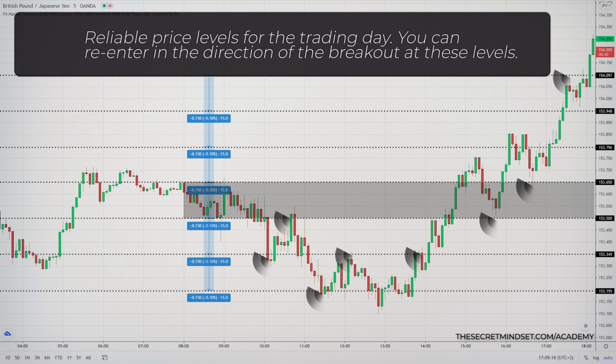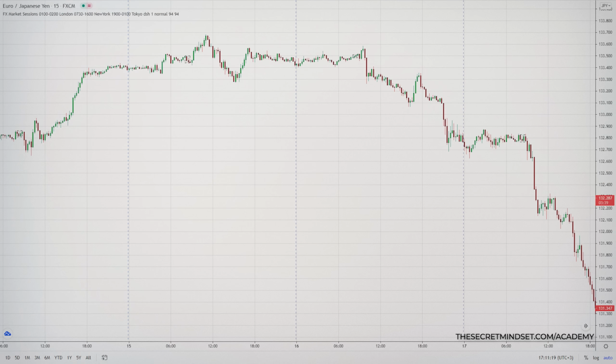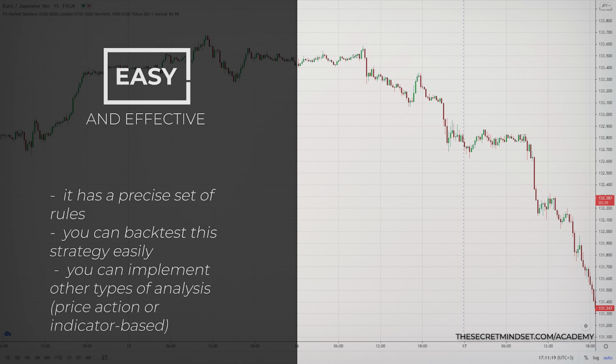Knowing the support and resistance levels for the day in advance, right at the beginning of the London session, will certainly be a great advantage over the market. The great thing about this strategy is that it has a precise set of rules. You can backtest this strategy easily, and you can implement other types of analysis to confirm the breakout.